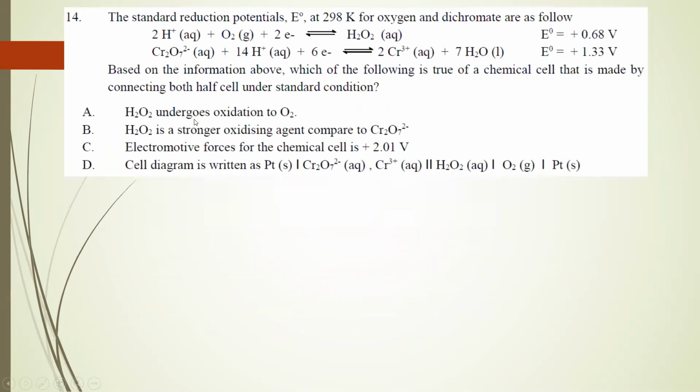Immediately it goes to number 14. Standard electrode potential E naught for oxygen and dichromate are shown below. So O2 plus 2H+ plus 2e minus gives H2O2, E naught is positive 0.68. Cr2O7 2 minus plus 14H+ plus 6e minus gives 2Cr3+, E naught is positive 1.33. Based on the information above, which of the following is true of the chemical cell that is made from connecting the half cells under standard condition?